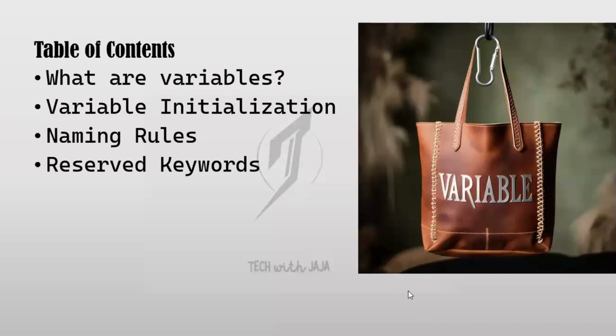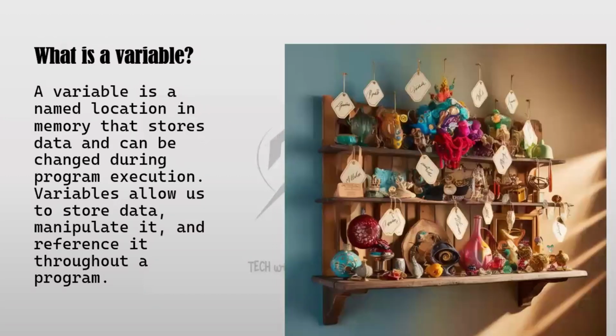So we're going to look at what variables are, variable initialization, the naming rules, and the reserved keywords in Python. Like I said earlier, a variable is a named location in memory that stores data and can be changed during program execution. Variables allow us to store data, manipulate it, and reference it throughout a program.